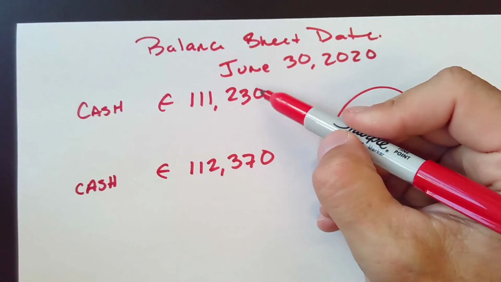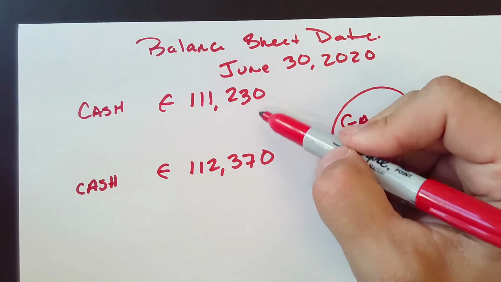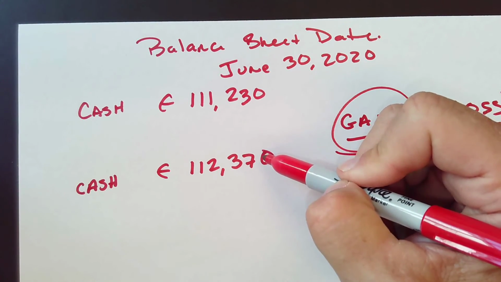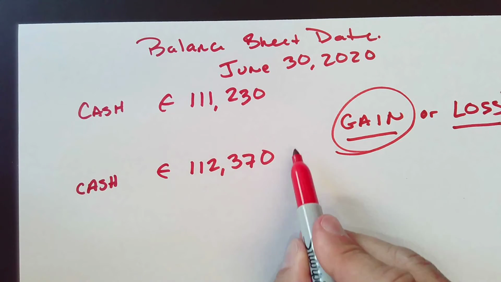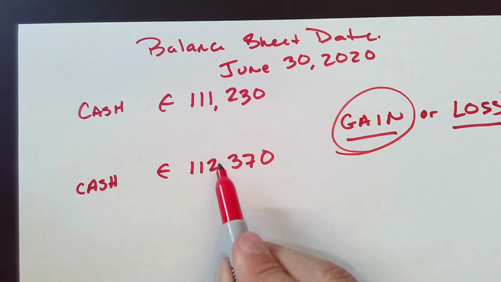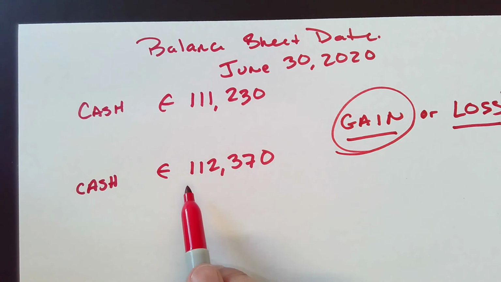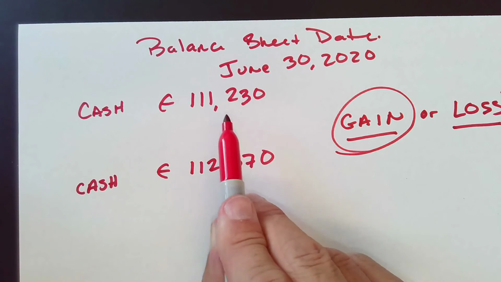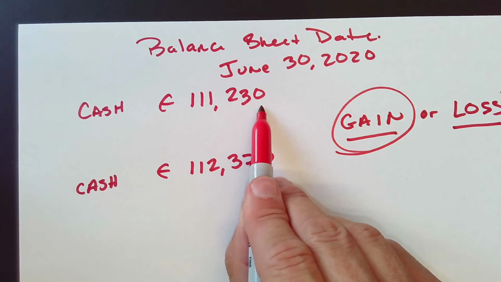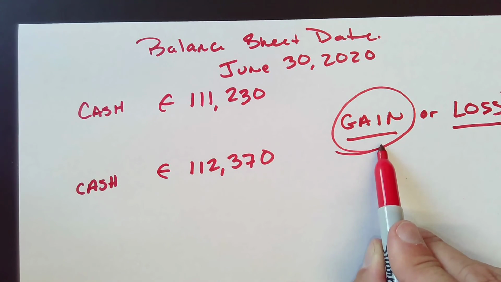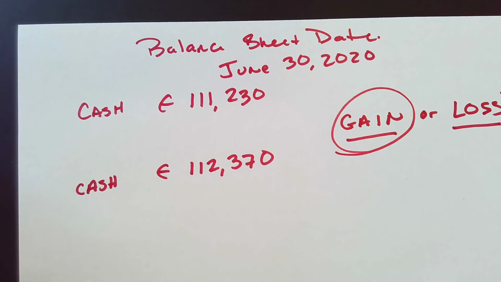because I had money there. If I sold these 100,000 euros, this is how much I would get. I would get more than what I had originally. I would get $112,370. I paid 111,230 for it. So I have a transaction gain.